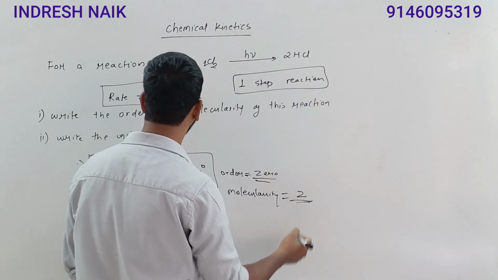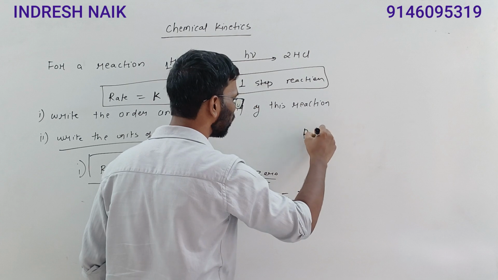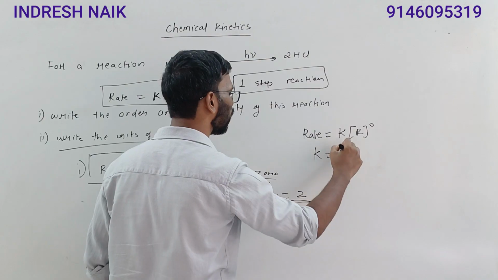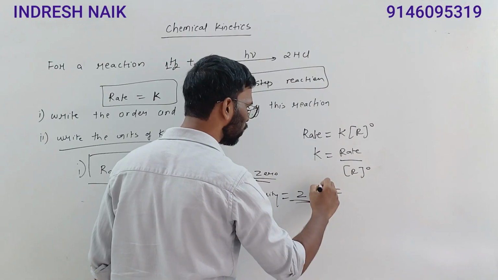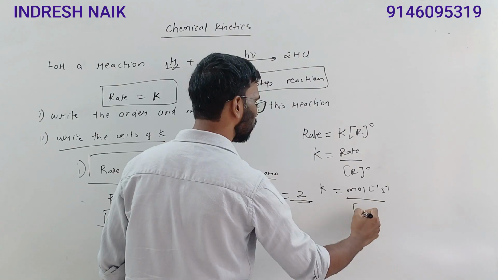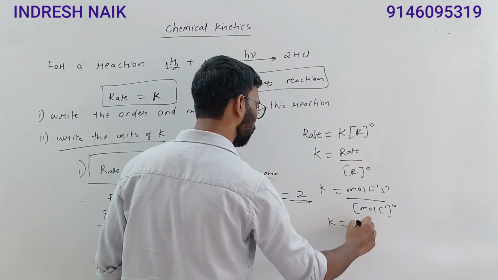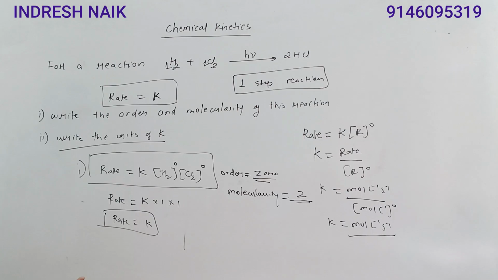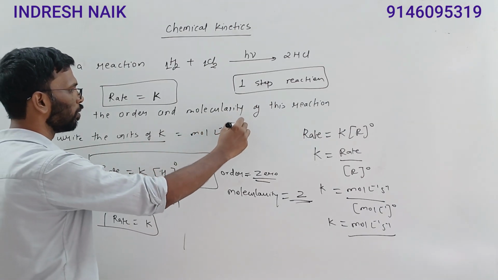Molecularity is 2. Write the units of the K. For the zero order reaction, rate is equal to what? K, concentration of reactant raised to 0. Unit is what? Rate upon concentration of reactant raised to 0. Anything raised to 0 is 1, but still I write units of the rate is moles per liter per second, and concentration of the reactant is moles per liter raised to 0. So K is equal to moles per liter per second. Answer is, units of the K is moles per liter per second.